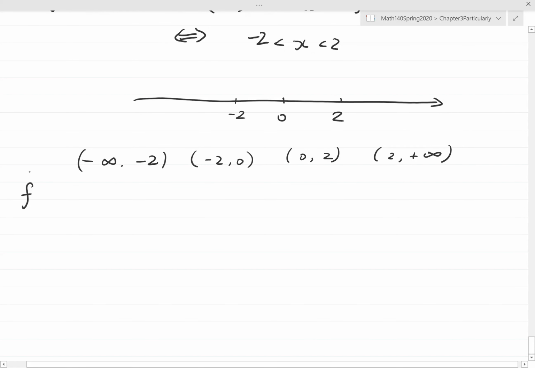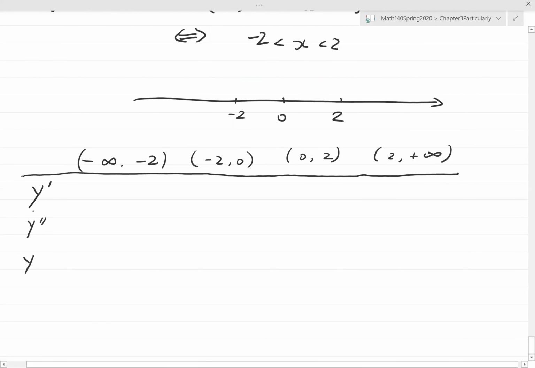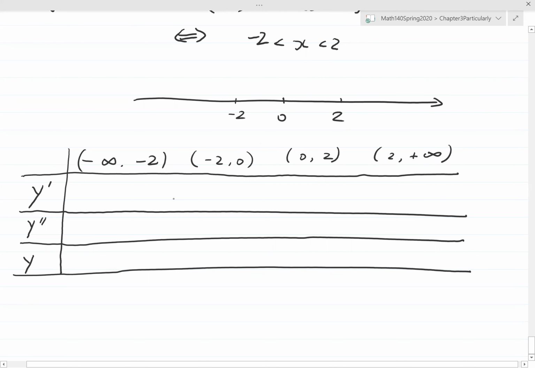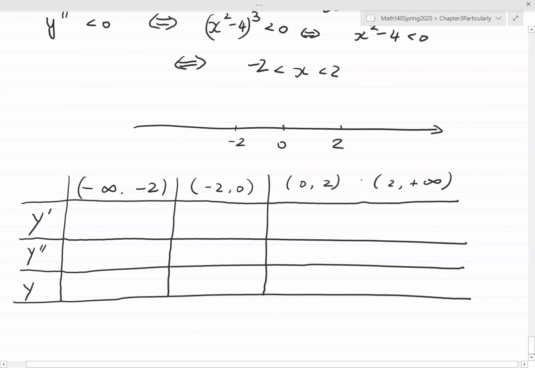Now the y derivative, first derivative, second derivative, and the function y, put everything in this table. Okay, from negative infinity to negative 2, when x is less than negative 2, first we plot maybe the second derivative.